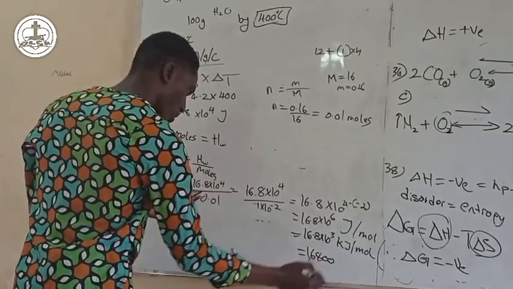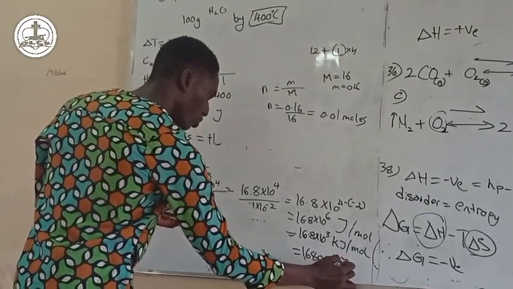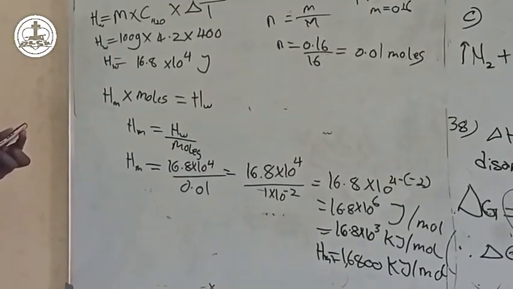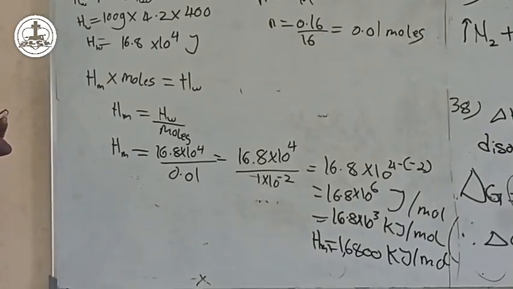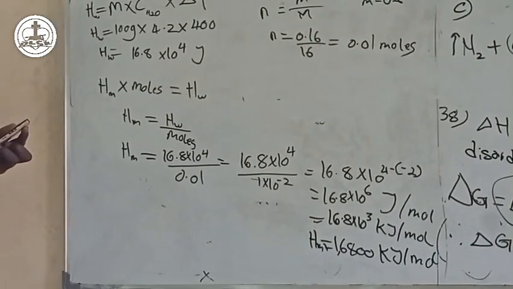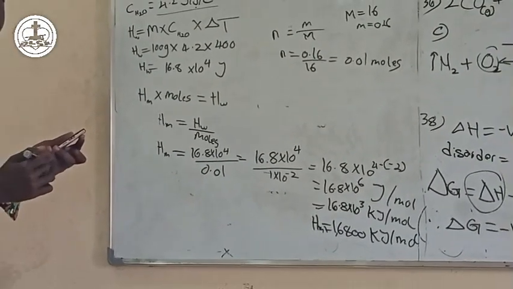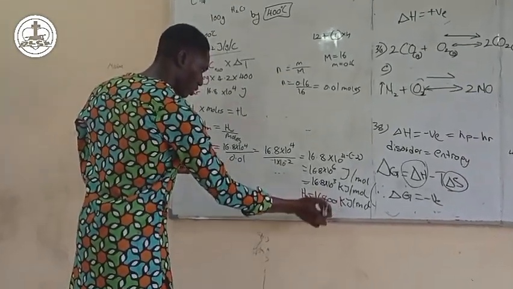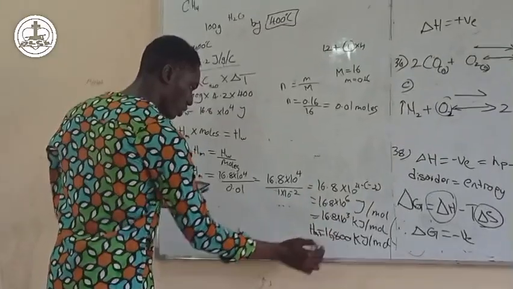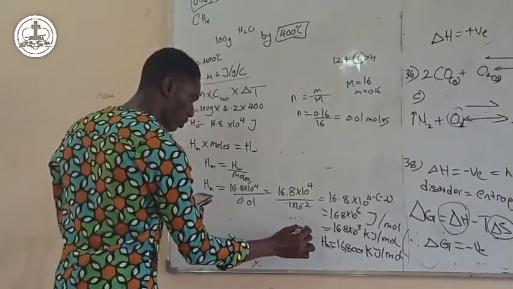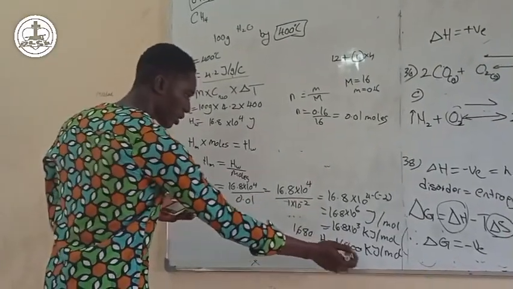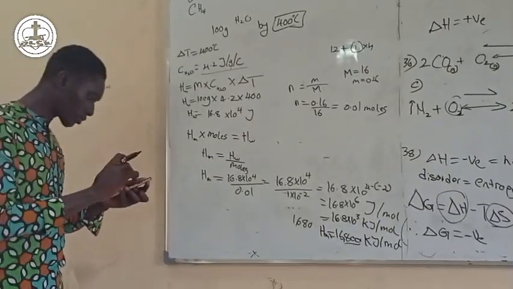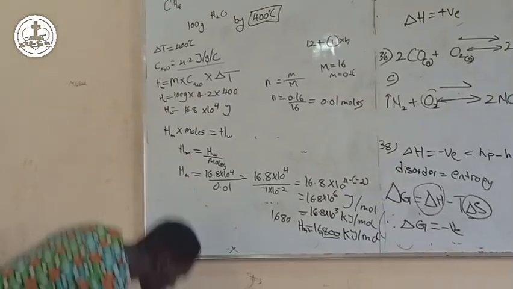The heat of combustion of methane is 16,800. According to the answer given, the answer is E. So I think it's a typo: it's 16,800 instead of 1,680 kilojoules per mole. Then we'll move on to the next question.